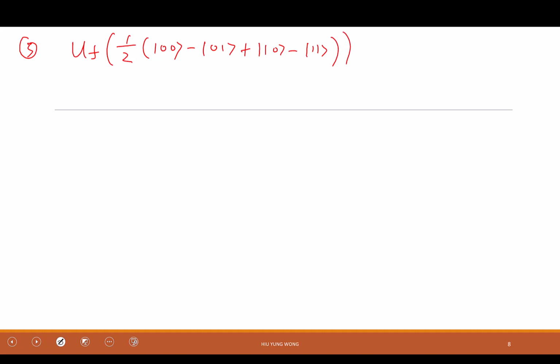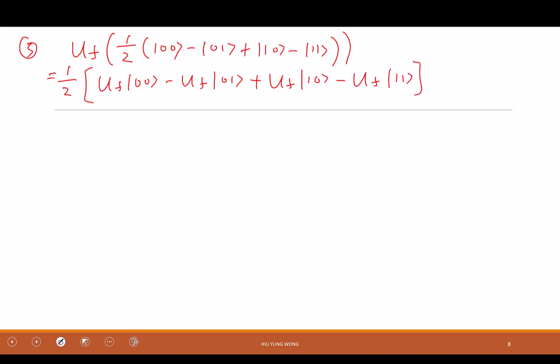Is this okay? Because of the distribution rule, I take out the U_f. I can get U_f applied to 0, 0, plus, not plus, minus U_f applied to 0, 1, plus U_f applied to 1, 0, minus U_f applied to 1, 1. Right? Just distribution. Is this okay? Any questions?